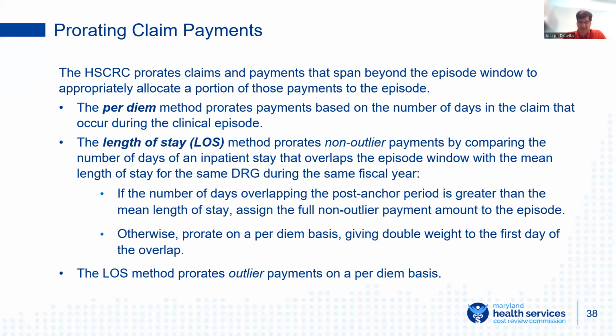For other types of claim, we use a length of stay proration method that, as described here, prorates all of the non-outlier payments by basically comparing the mean length of stay for that DRG for a given year to the amount that is within the episode period, and prorating it accordingly. Outlier payments are always prorated just on a per diem basis.